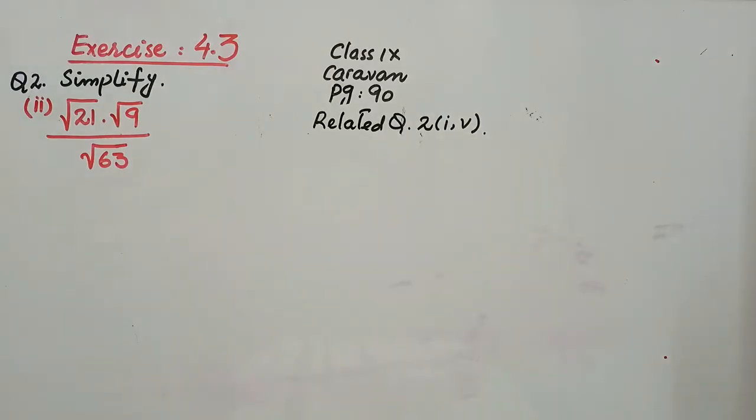You have to simplify these surds. For the simplification, as I told you in question number 1 as well, we have to make the prime factorization of every single surd.